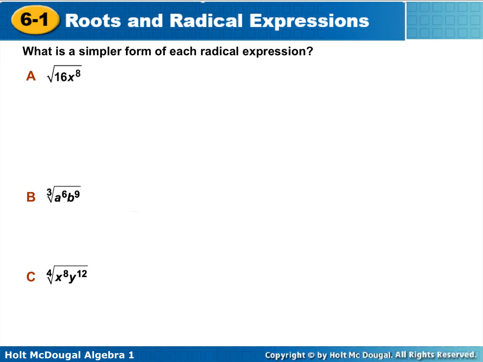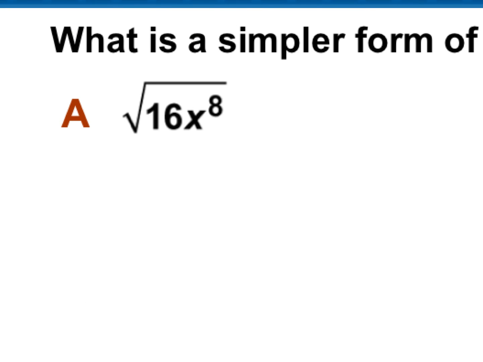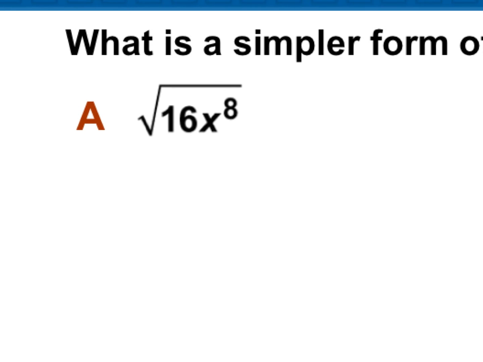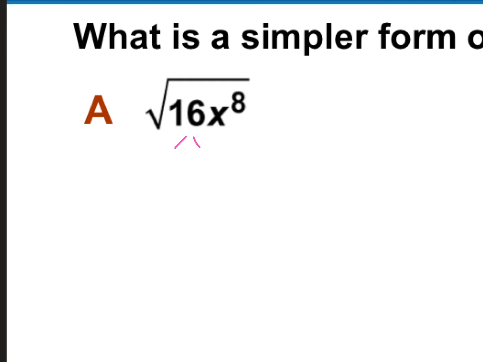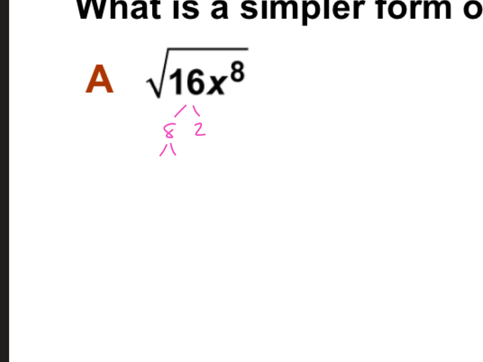All right, we got a few more. So on this page, we have variables under our radicals, but we're going to do the same thing. So we want to break everything down as much as possible. Let's start with the number. What are our factors of 16? 8 and 2. What are our factors of 8? 4 and 2. And our factors of 4? 2 and 2.